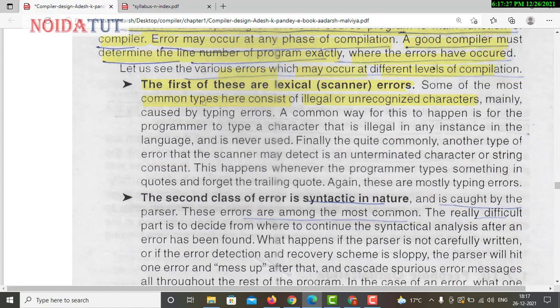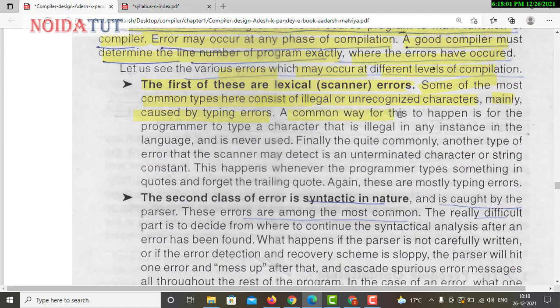So in the first part, some of the most common types consist of illegal and unrecognized errors. What are illegal and unrecognized errors? These are present in the file. Suppose when I used to read a file and then display it, I used to find that so many other characters were also read. From where did these characters come? These characters are hidden in the file. Now, proceeding further, these are mainly caused by typing errors.